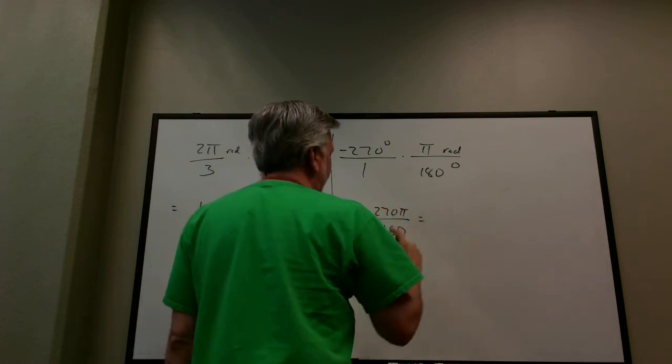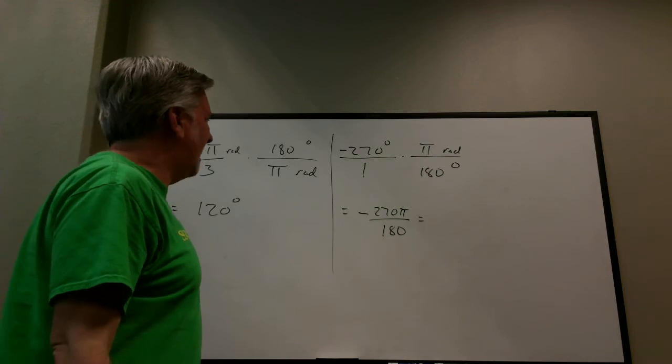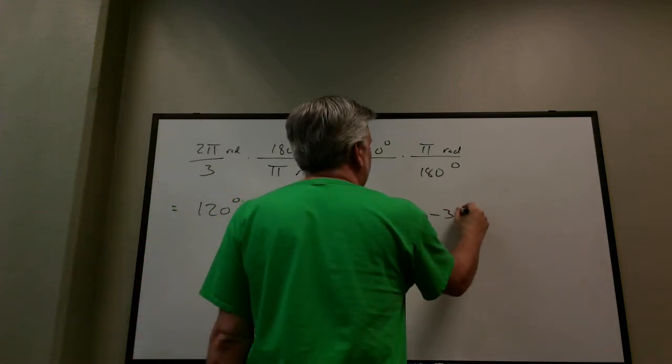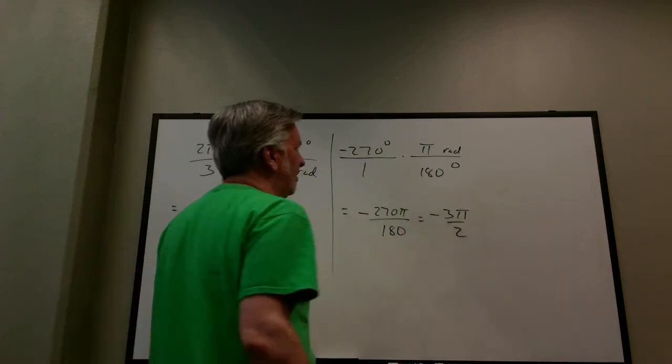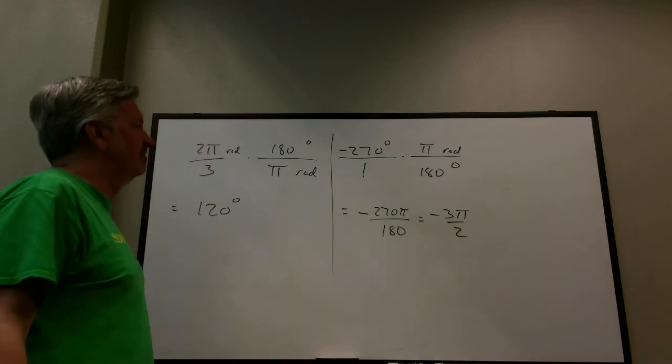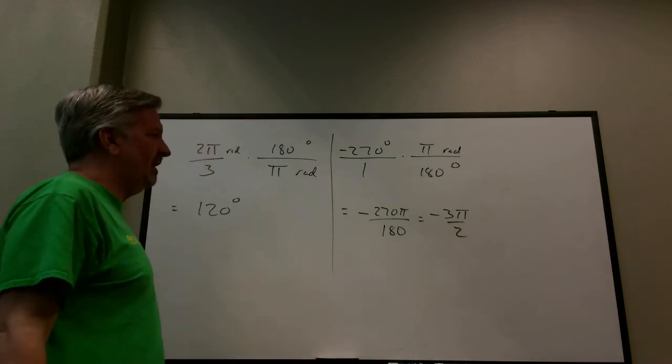Now I expect you to simplify your fractions. 90 goes into both of those. That's minus 3 pi over 2. Again, you don't have to write radians at the end. If you want to, that's fine. Okay, so that's that one.